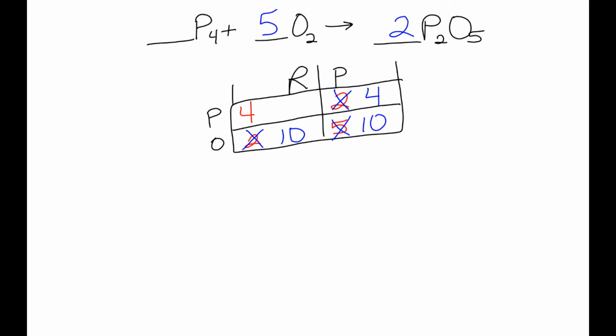So now it looks like we're totally even. We got 4 P's, 4 P's, 10 O's, and 10 O's. So pretty easy. Let's try one that's a little harder.